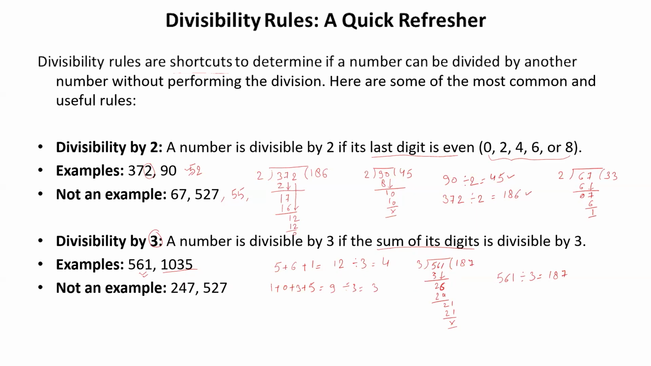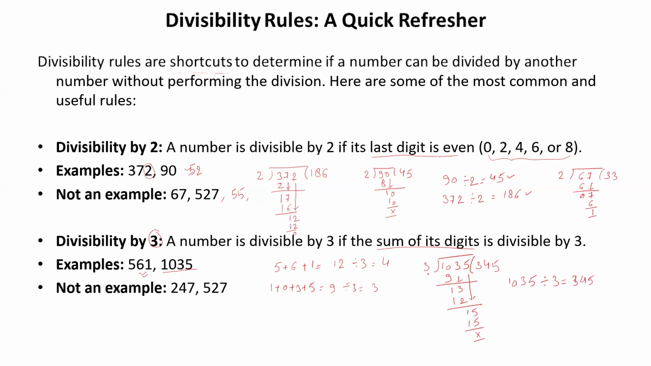Let's check. Let me erase this one, and let us do the division by 3. So 1035, you have to divide it by 3. So 3 says 3 times, you will get 9. Remainder is 1. Take this 3 down, 13. 4 times, you will get 12. Again, remainder is 1. Take this 5 down. 5 times, you will get 15. And done. That means 1035 is divisible by 3 and you are getting 345.